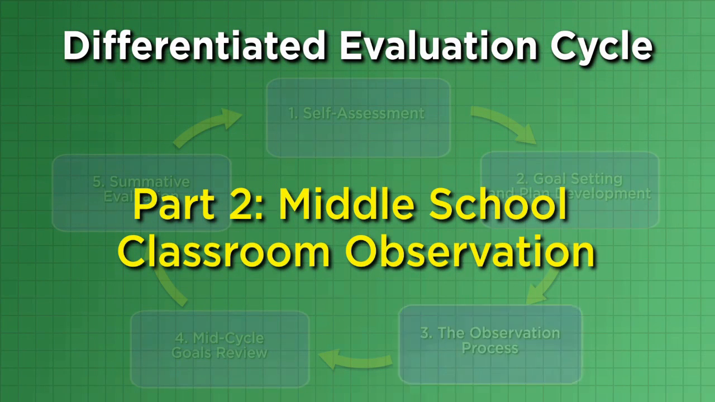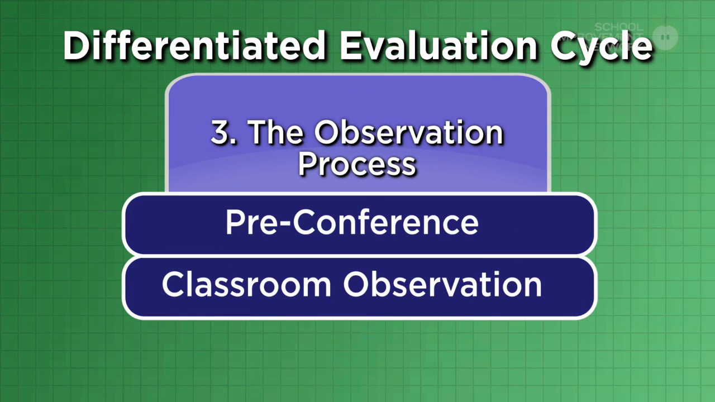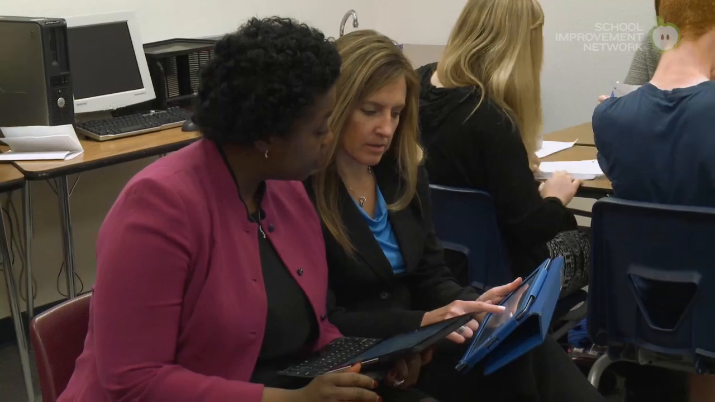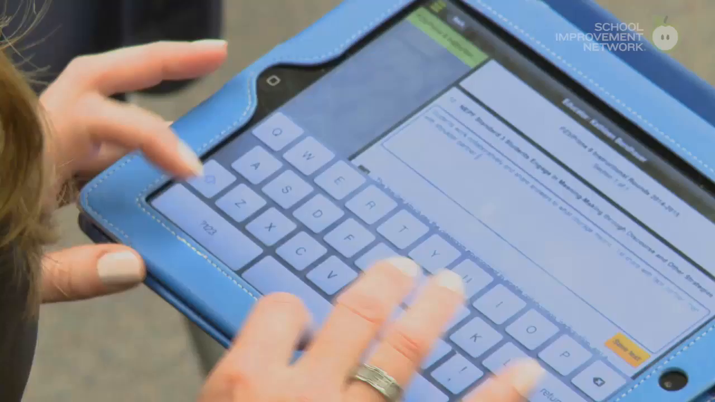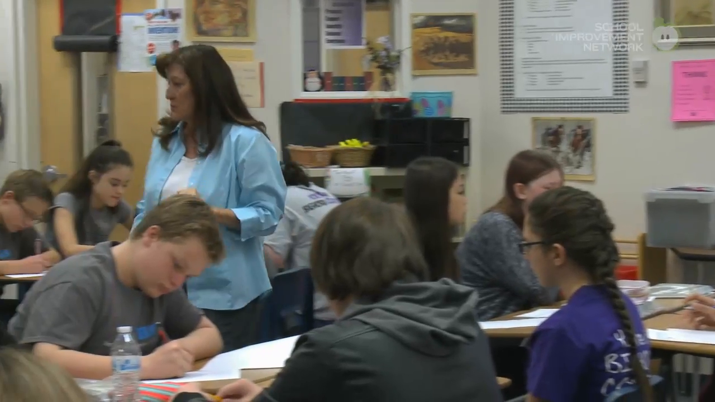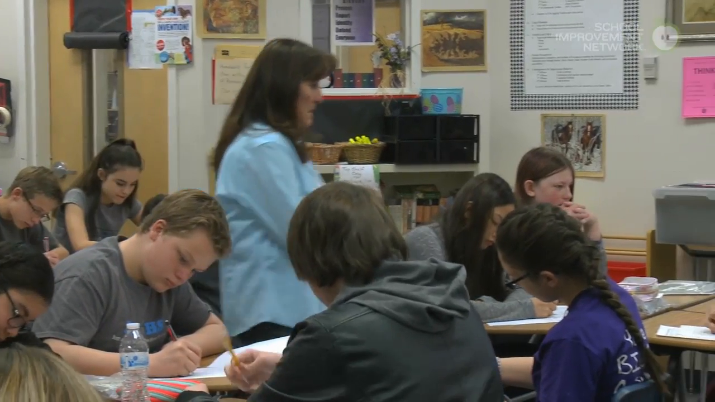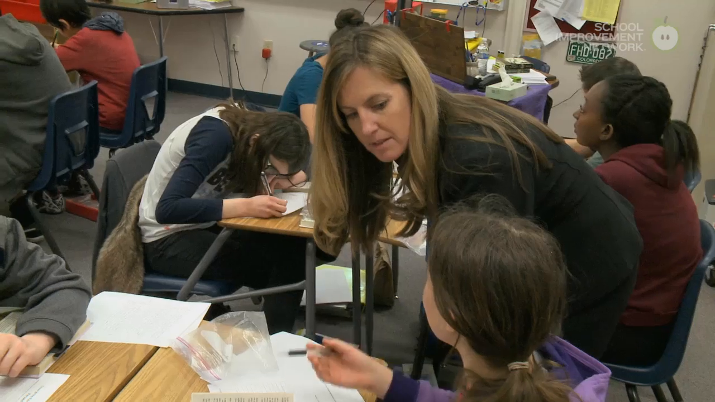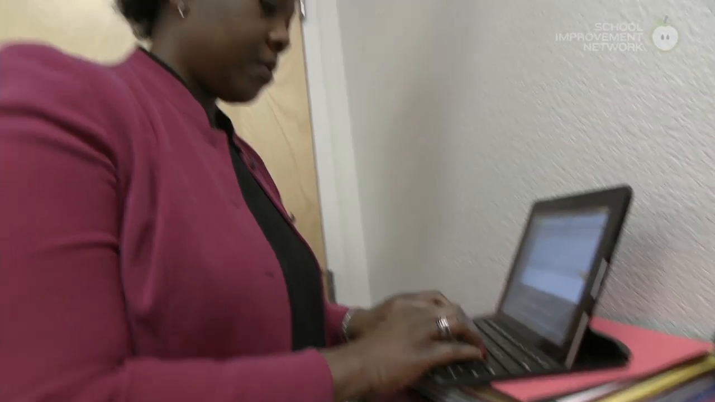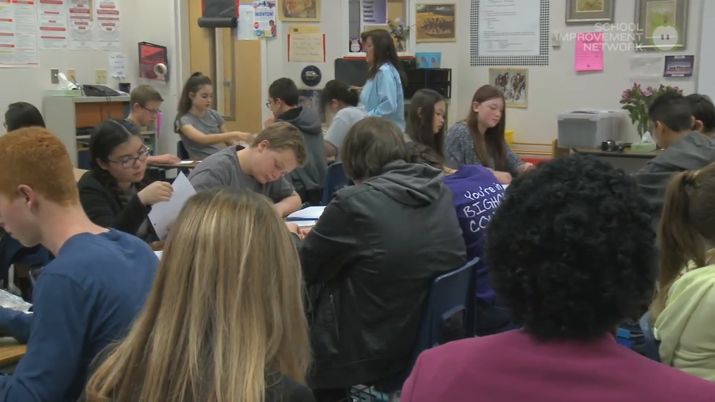The second stage of the observation process is classroom observation. Purposeful observations offer critical opportunities for evaluators to gather evidence and gain insight into an educator's practice. What do you think mob mentality means? In this classroom observation, evaluators observe Miss Kathleen Bandauer's Writing Academy class.